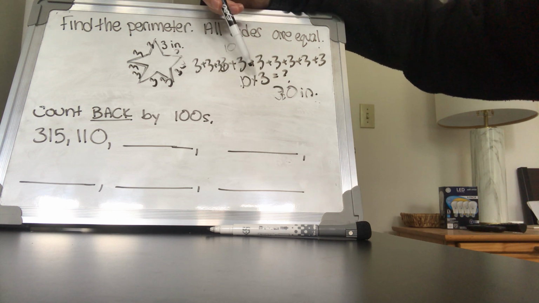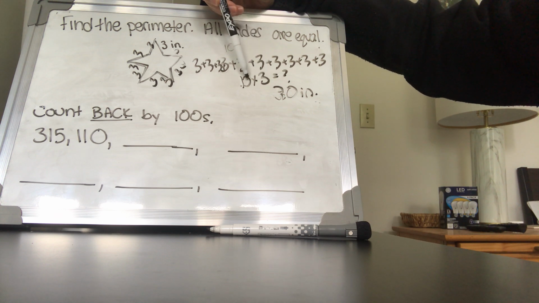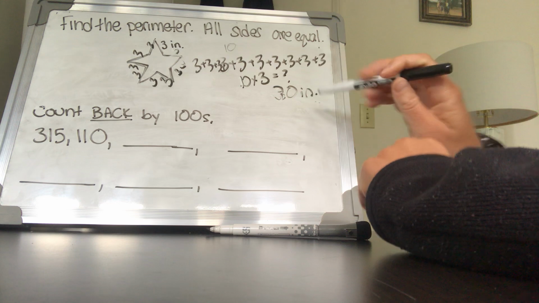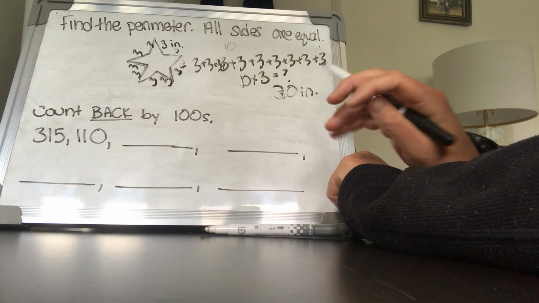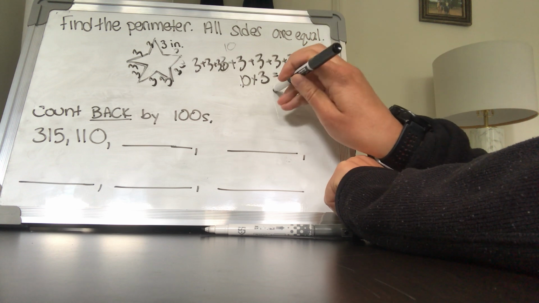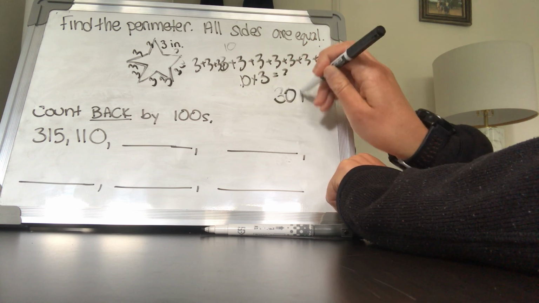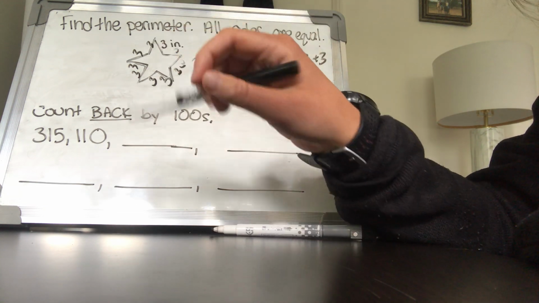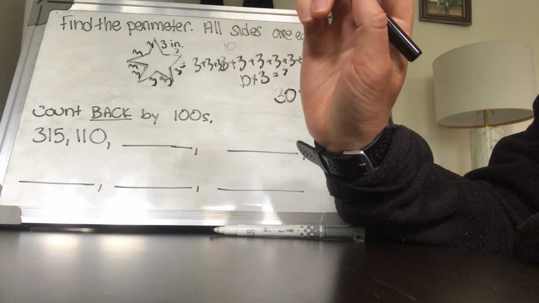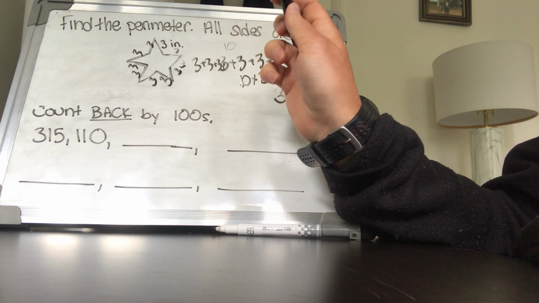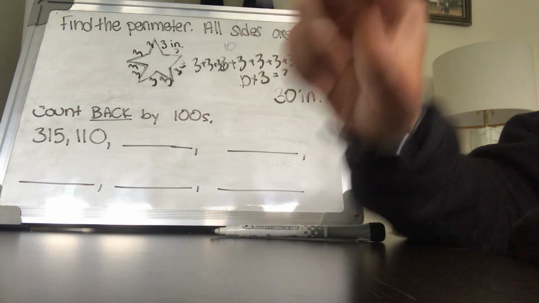But the fastest way is to realize that I had 10 groups of 3, or 10 times 3, and then go 10, 20, 30. My answer is 30. But my answer isn't just 30. It is 30 inches. That's really important because a 30-inch star is way smaller than a 30-foot star. So it's always important that we include the unit when we give our perimeter answer.